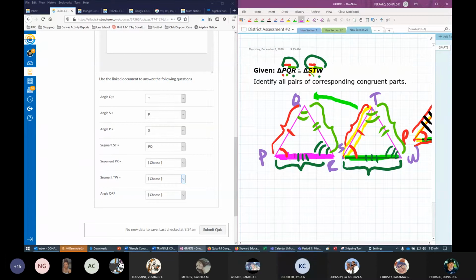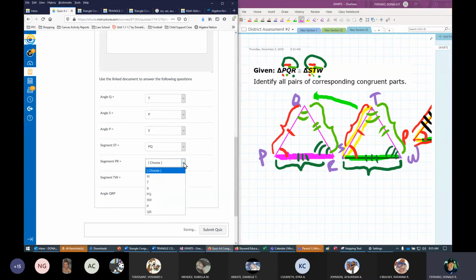So we're talking about segment PR. It's this bottom segment at the bottom. That's PR. Now we have to go to the other triangle. My options there are SW, QR, and PQ as far as segments go. Which segment corresponds to PR in the first triangle? In the second triangle, it is SW, right? And we know that because of these three tick marks. So SW, good.